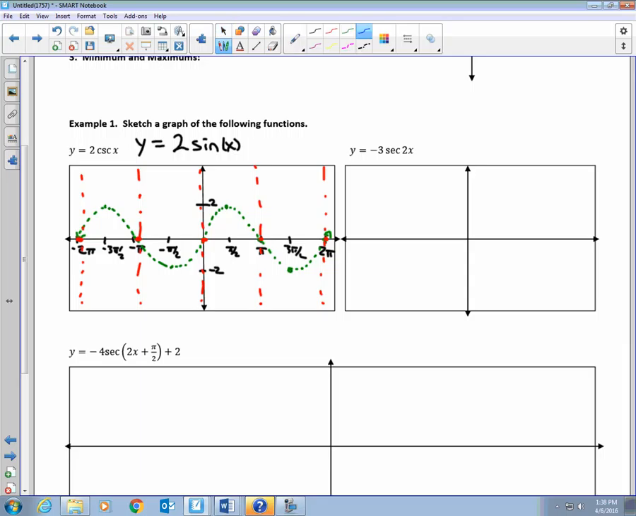There's just 3 steps. There's graph sine or cosine. There's draw the vertical asymptotes. The last one is start your U-shapes at the top and at the bottom.